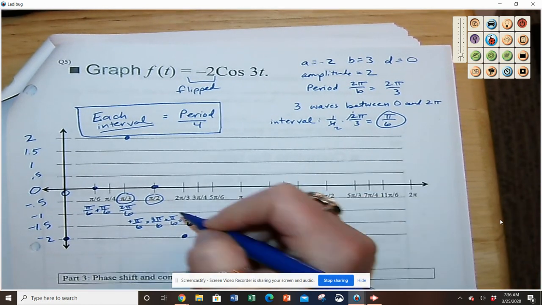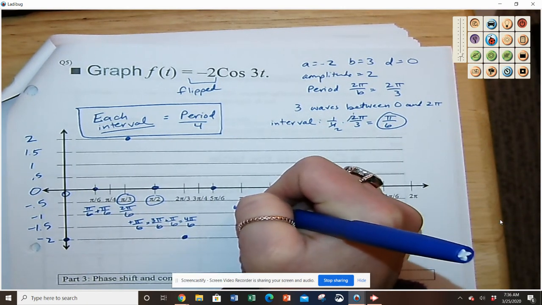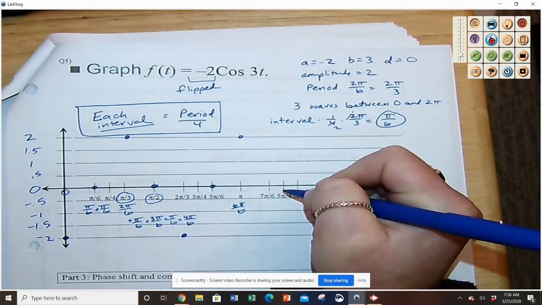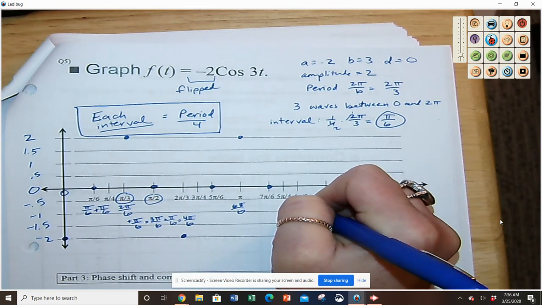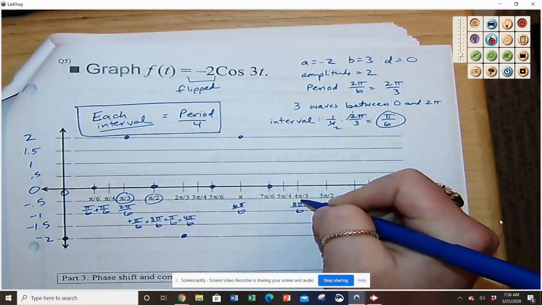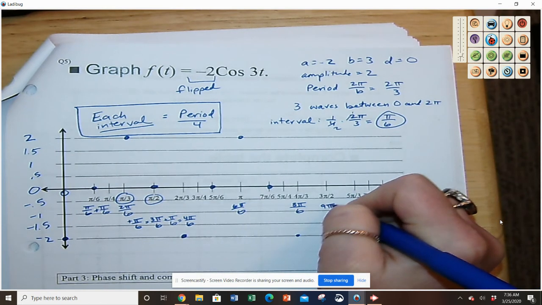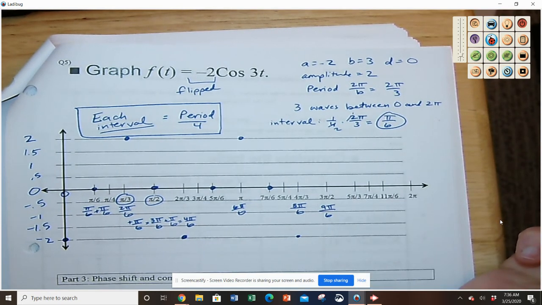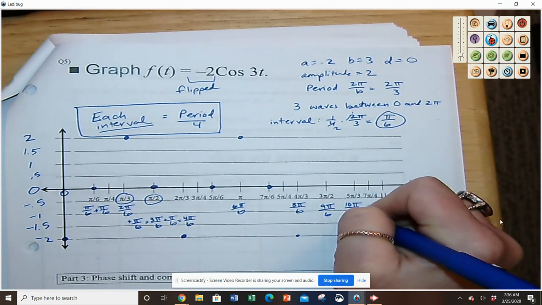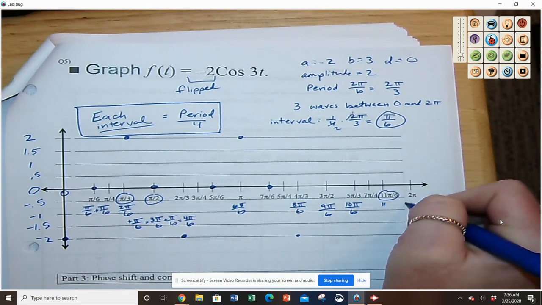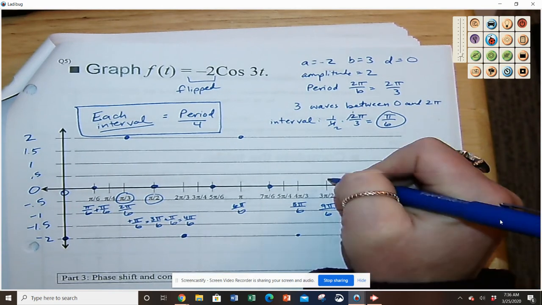So then you're going to add pi over 6 to get 5 pi over 6, 6 pi over 6 to get back to your max, add pi over 6, 7 pi over 6, 8 pi over 6, 8 pi over 6 reduces to 4 pi over 3, and then 9 pi over 6, which is going to be 3 pi over 2 because they're both divisible by 3, 10 pi over 6, 11 pi over 6, and then 12 pi over 6. Okay, and then you're just going to keep plotting those points.